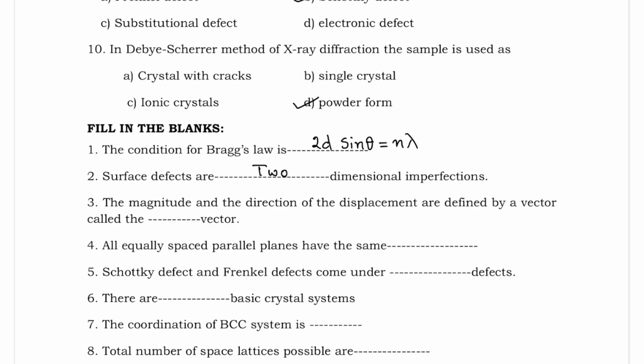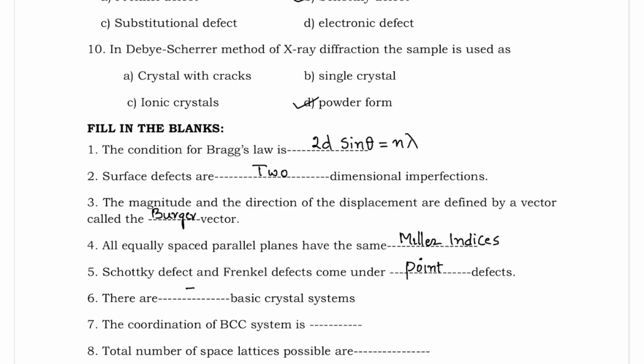The magnitude and direction of displacement are defined by a vector called Burger vector. Next, all equally spaced parallel planes have the same Miller indices. Schottky defect and Frenkel defects come under point defects.